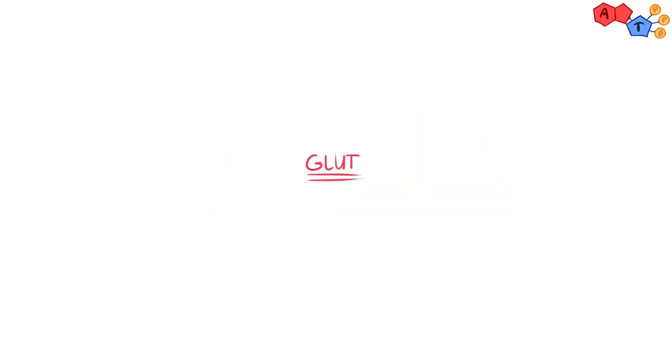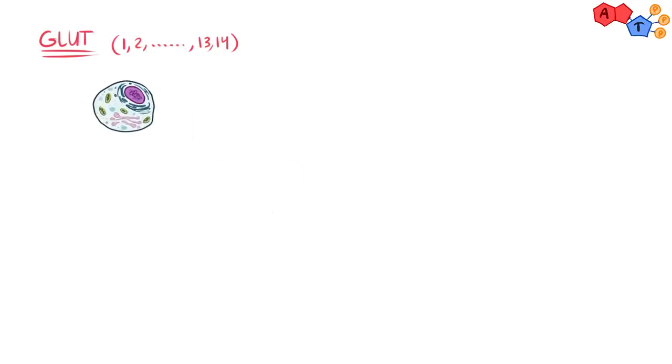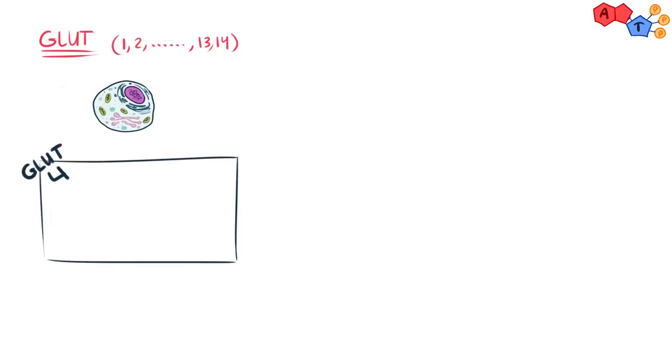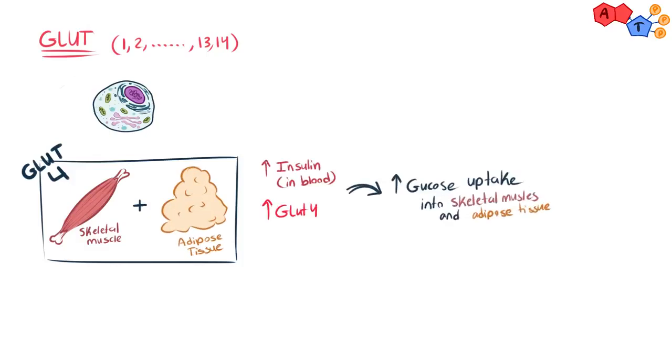while the protein transporter system uses facilitated diffusion to carry the glucose molecule to the inside of the cell. This system is made up of a family of 14 glucose transporters, designated GLUT1 to GLUT14, which are found in the cell membranes. Out of these 14 transporters, GLUT4, which is abundant in skeletal muscle and adipose tissue, requires insulin in order to uptake glucose from the blood.